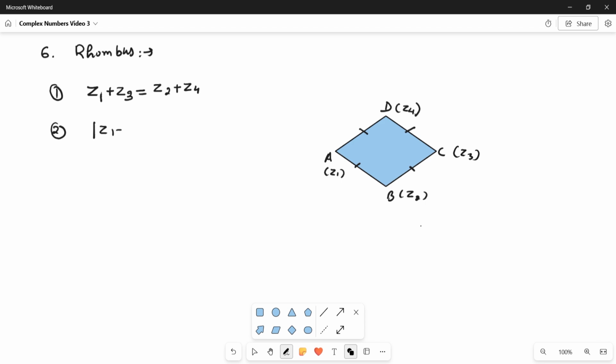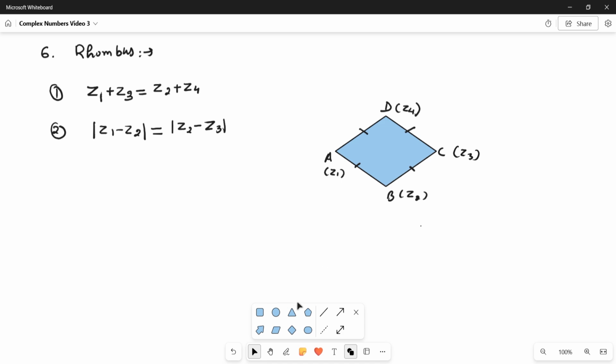The second is modulus of Z1 minus Z2 is equal to modulus of Z2 minus Z3. So distance means the side. AB is equal to BC. Two sides are the same. This is the condition for the rhombus.